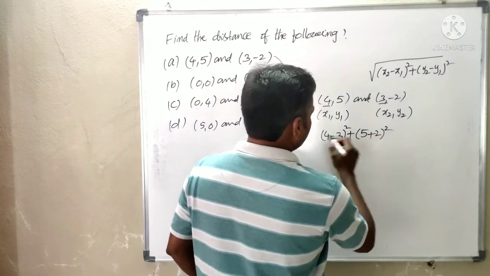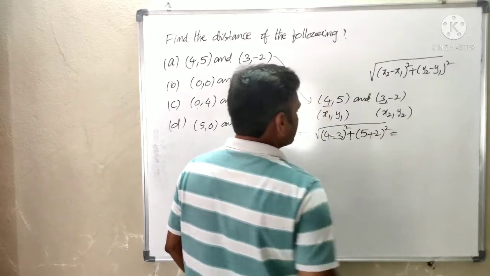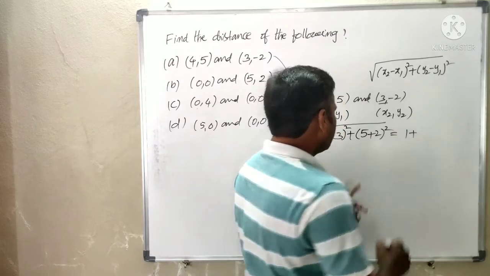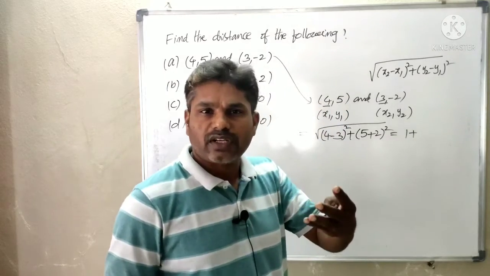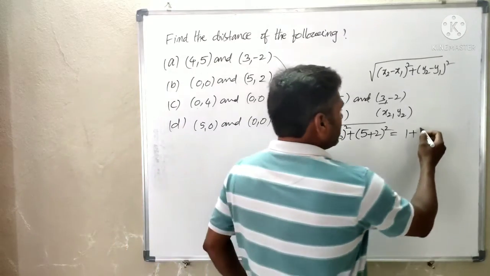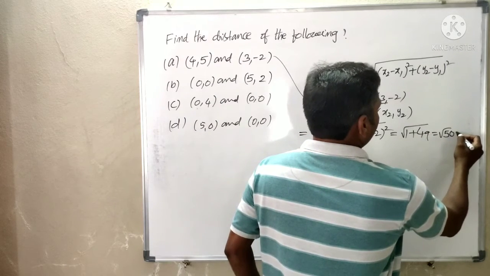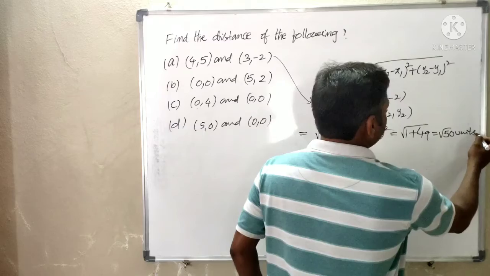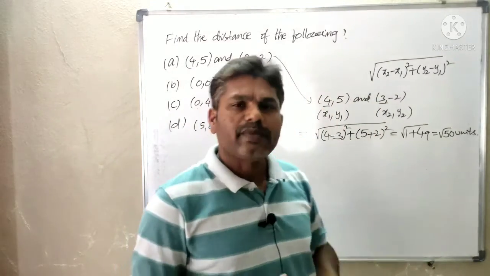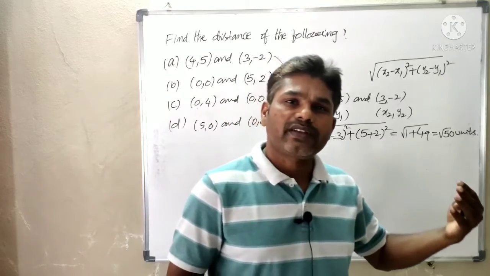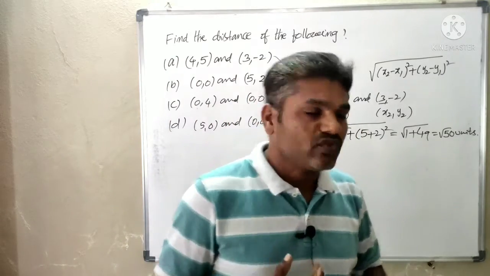So square root of, this is 4 minus 3, you know 1 square is 1, plus this is 5 plus 2, 7 square is 49. So the answer for this is square root of 50 units, since it is a distance. Units means the measurements; they may be centimeters, meters, kilometers, depending on the given units.